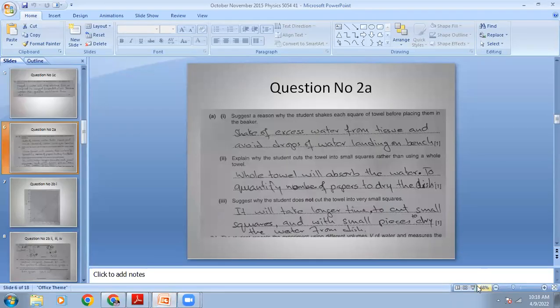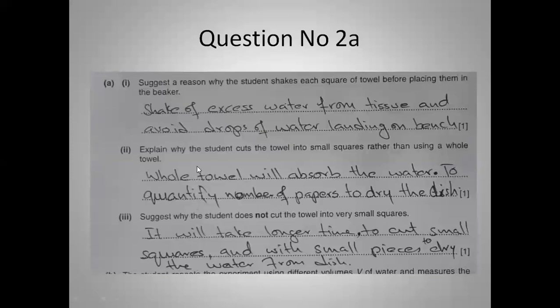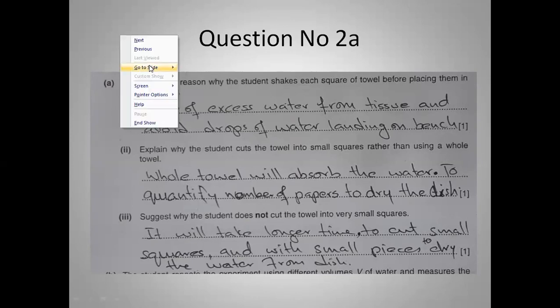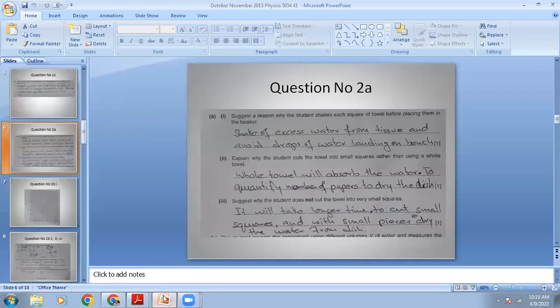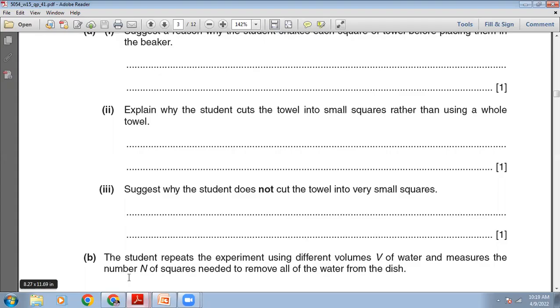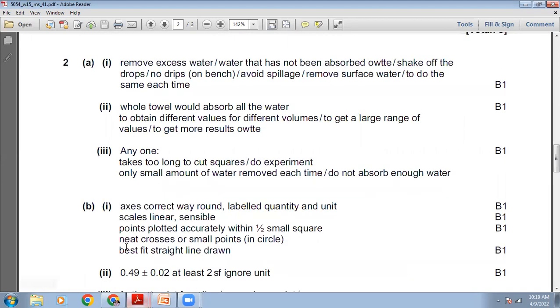Let me show you my written answer. Whole towel will absorb the water; to quantify the number of papers to dry the dish. Because if you use the whole towel, it will dry the dish, and you will not be able to tell very accurately how much tissue was used to dry that water. So let us check the marking scheme. Whole towel would absorb all the water, to obtain different values for different volumes, to get a large range of values, to get more results. Okay.